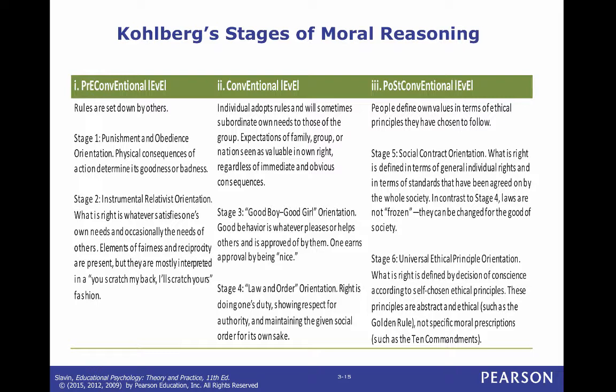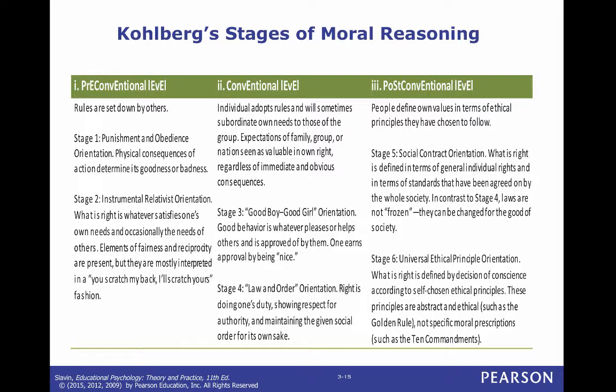Stage 6 in level 3 is the universal ethical principle orientation. What is right is decided by your own conscience, according to your self-chosen ethical principles. These principles are abstract and ethical. It's kind of like the golden rule, do unto others as you would have them do unto you. They're not specific moral prescriptions such as the 10 Commandments, but more like, I would do this because I couldn't live with myself if I didn't do it.